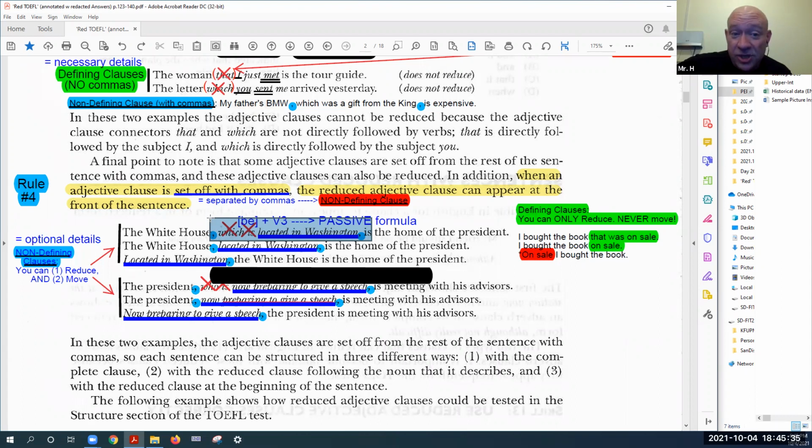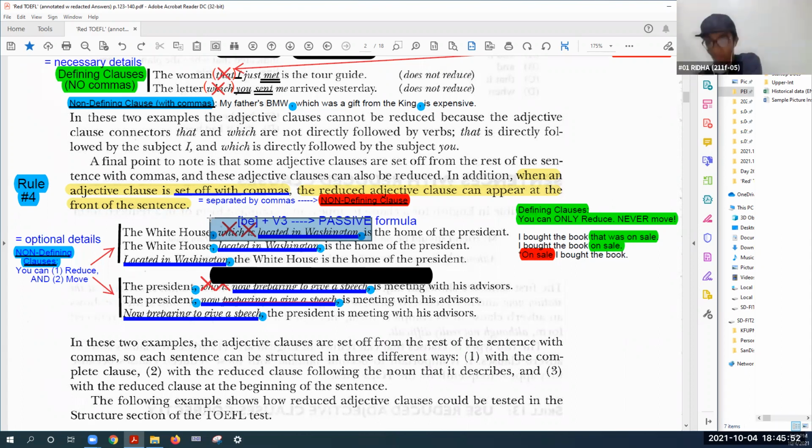Okay, is that clear, gentlemen? Yes. Before reducing, we cannot move the adjective clause to the beginning of the sentence. But after reducing, after deleting the connector, subject and be verb, we can move it to the beginning, right? That is correct.